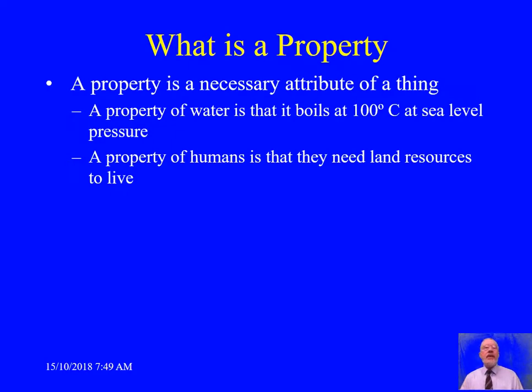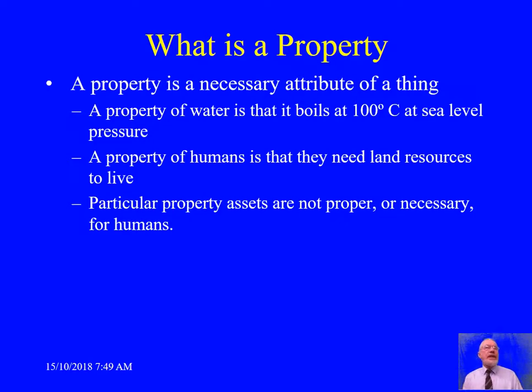Now, this particular property is not the property we normally talk about when we talk about the property of a person. Particular property assets, oddly enough, are not proper or necessary for humans. Humans do not need to have a particular backyard or a particular area of land to go and plant their crops, or a particular place to run their workshop or what have you. Particular property assets are not proper. We can take them away and not cause the human person to be not a human person.